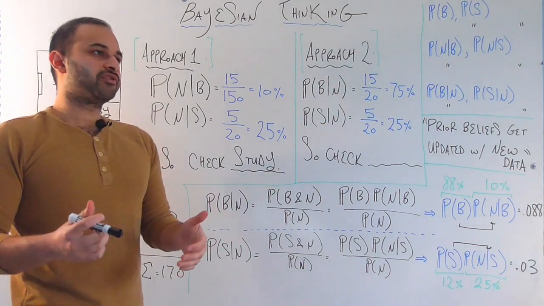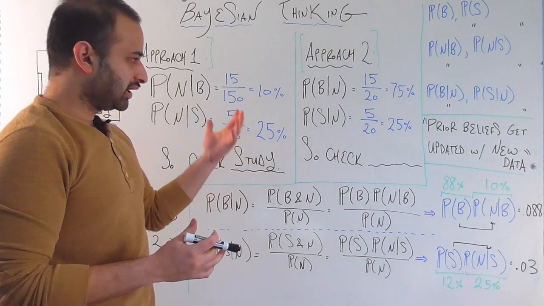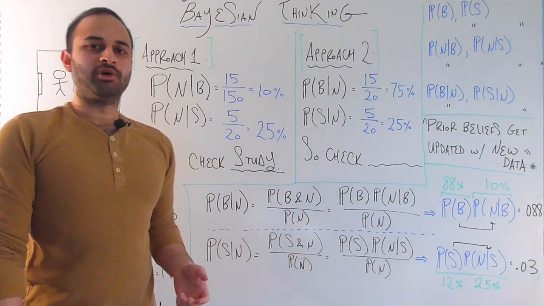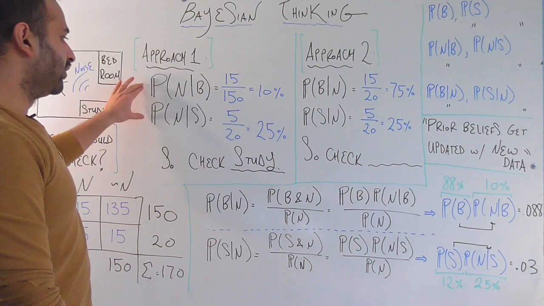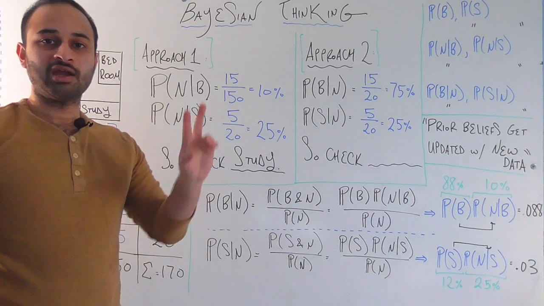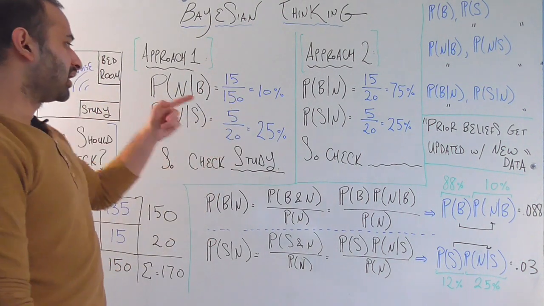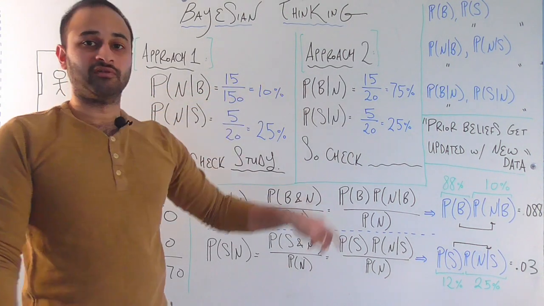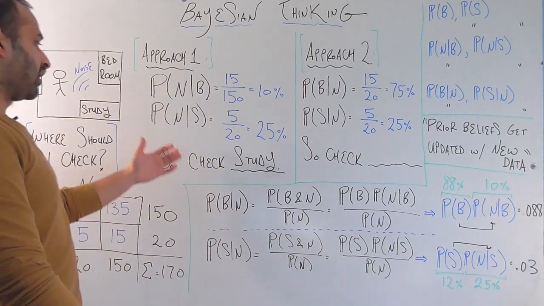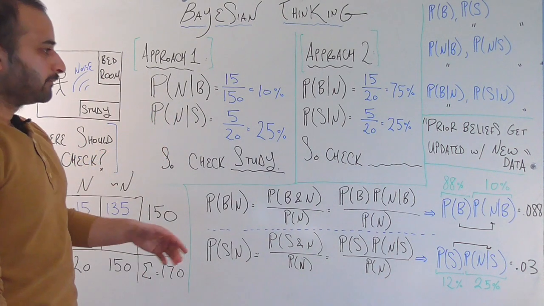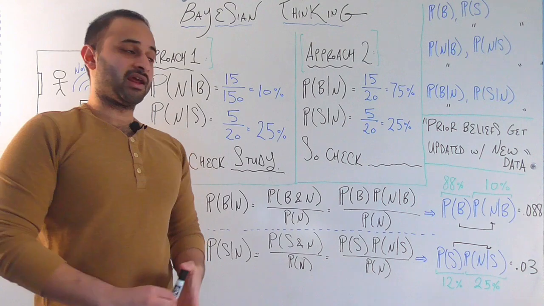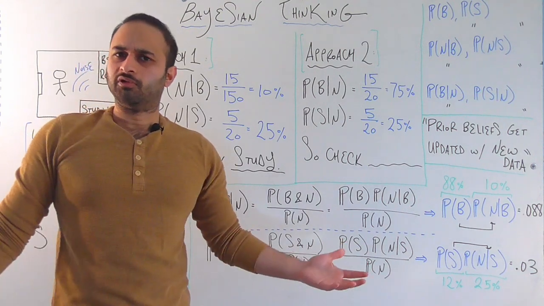Now, let's think about this in a different way. And at first it seems like I'm not doing anything crazy. Maybe we should get the same conclusion because what I'm doing is just taking these two conditional probabilities and reversing their order. So notice here I had probability of the noise given bedroom. Here I'm trying to get the probability of the bedroom given the noise. Here I had probability of noise given it's in the study. Here I'm just trying to get the reverse, the probability that it's in the study given that I hear the noise. So yeah, am I really doing anything different?